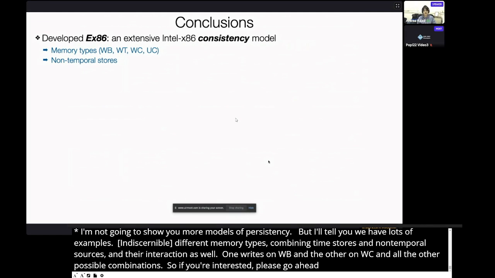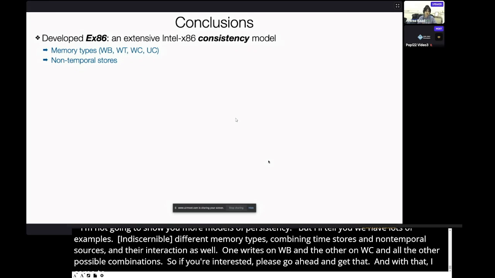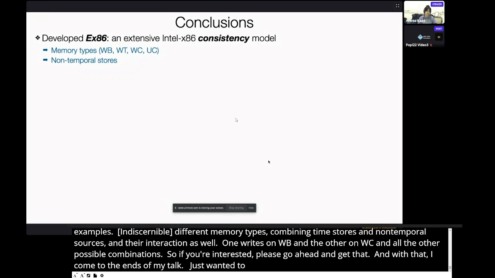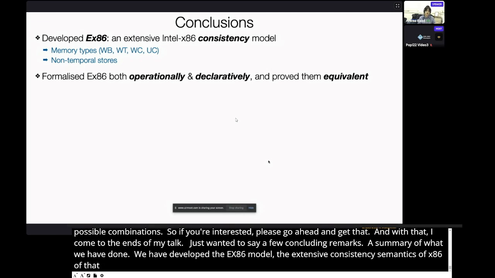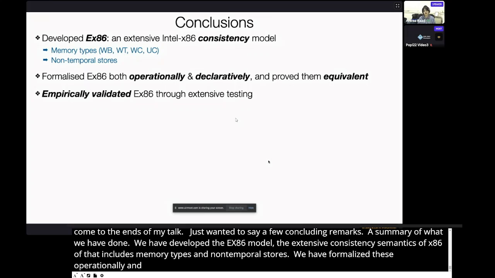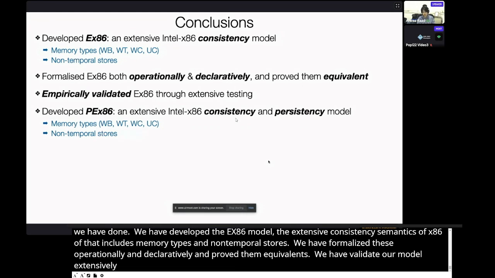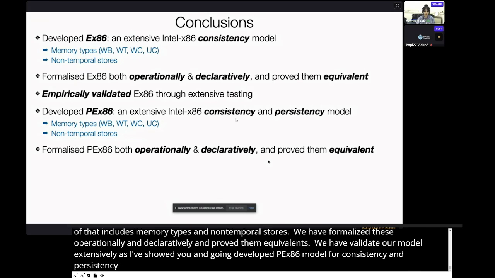And with that, I come to the end of my talk. Just wanted to say a few concluding remarks, give you a summary of what we have done. We have developed the Ex86 model, the extensive consistency semantics of X86 that includes memory types and non-temporal stores. We have formalized these both operationally and declaratively and proved them equivalent. We have validated our consistency model extensively, as I showed you. And we have also developed the PE-X86 model for consistency and persistency of X86 architectures, including these additional features. And we've done so both operationally and declaratively, showing that they are equivalent.